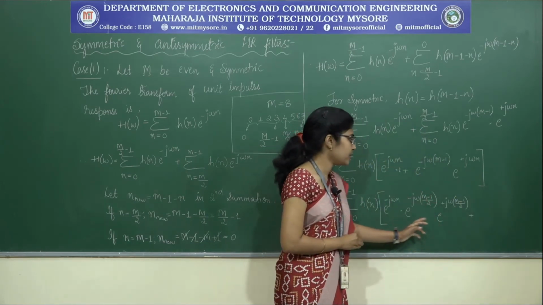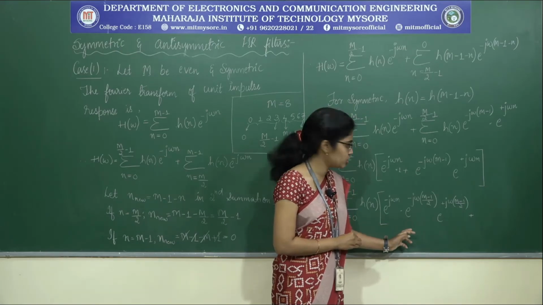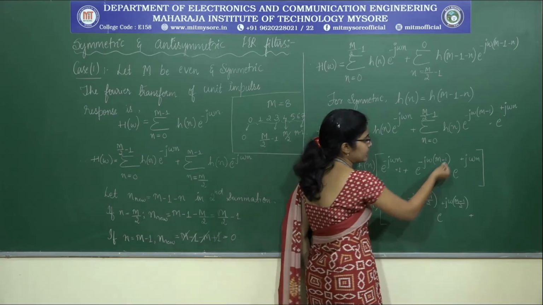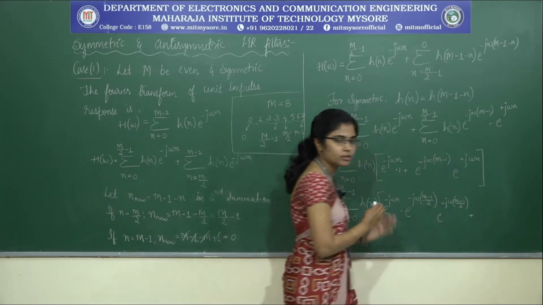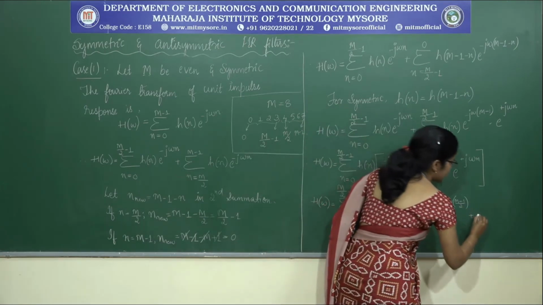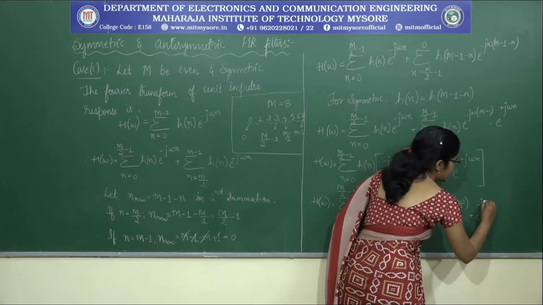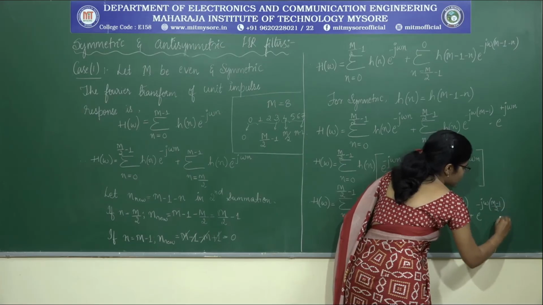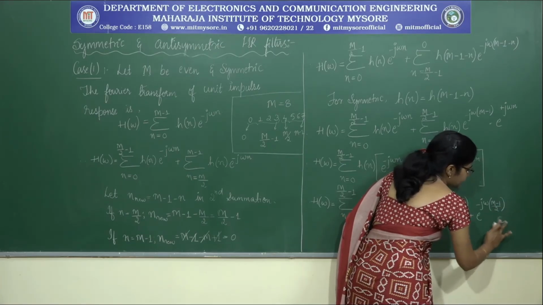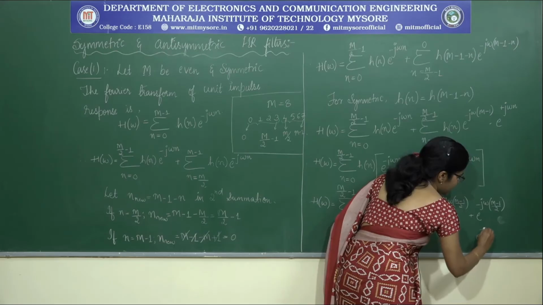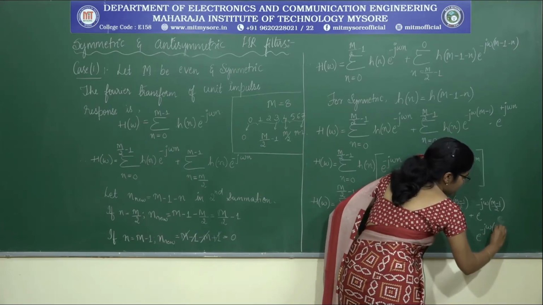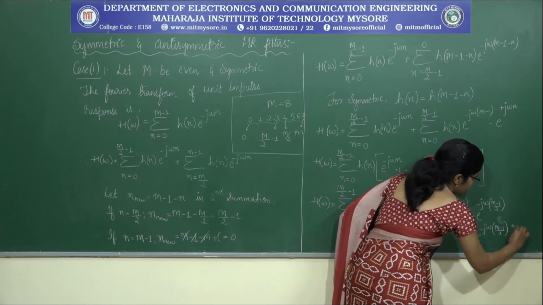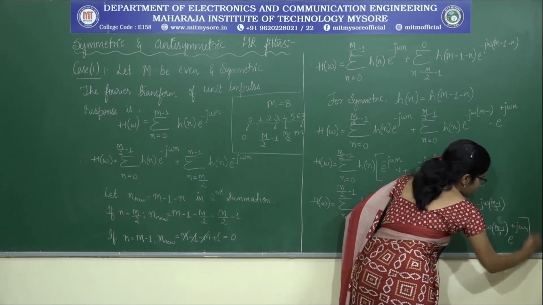So if I combine these two things, you will get e power 0. We know e power 0 is nothing but equal to 1. Similarly, I will divide this exponential term into 2 equal halves. If I divide that, it will be equal to e power minus j omega m minus 1 by 2 into e power minus j omega m minus 1 by 2 into e power plus j omega n.